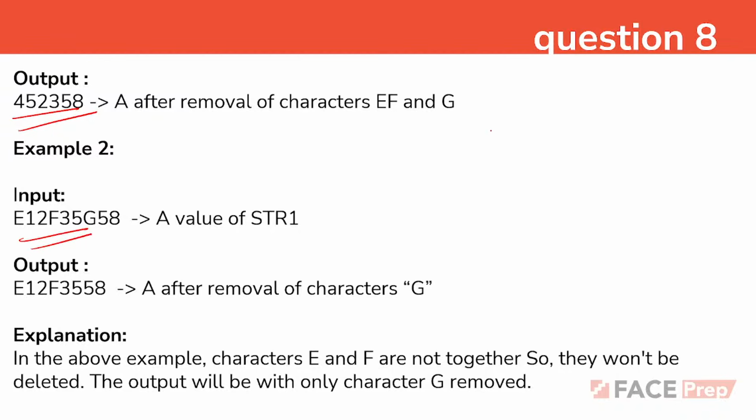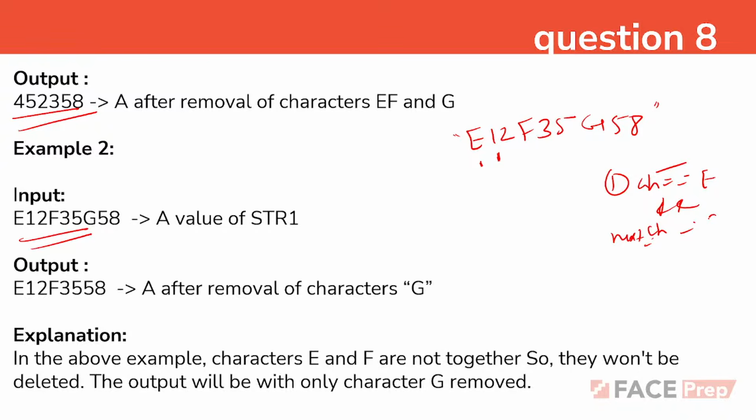So let's check another test case where we have E 12 F 35 G 58. This is the string. I'll start from the first. The condition is ch equals E. Yes, the condition is satisfied, but coming to the next one, we check the next character also. Is the next character F? No. In the question they mentioned if E is coming, the next character should be F. Then only we can delete it. Otherwise we cannot. So in this case the condition is false, so we cannot remove it.